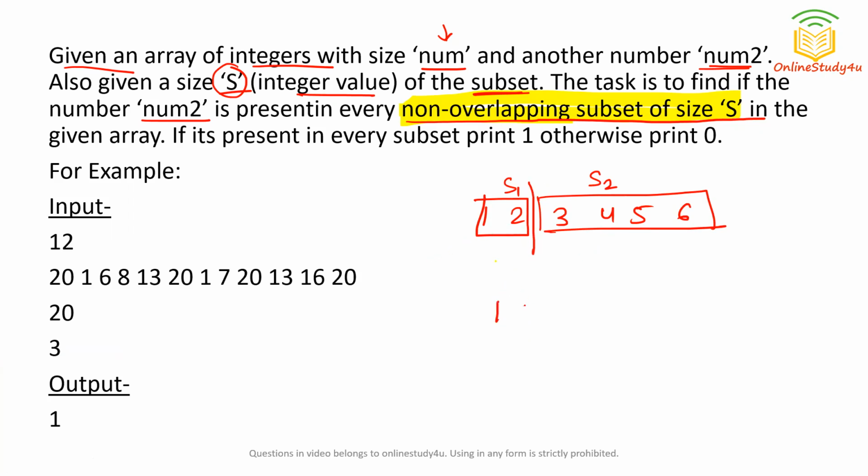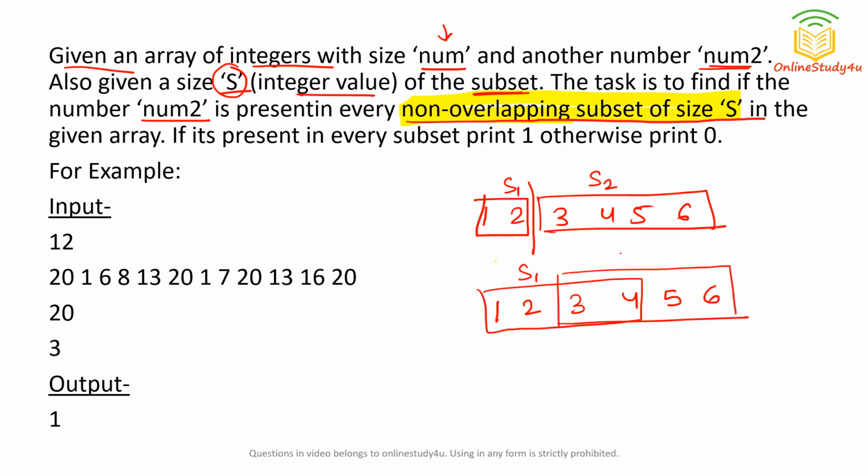Suppose we took subsets like 1, 2, 3, 4 and 3, 4, 5, 6. Now this is an overlapping subset. So the question is telling us to check whether this number num2 is present in every non-overlapping subset. We have to check every non-overlapping subset of size s. Remember, we have to check subsets of size s in the given array. If it is present in all the subsets of that particular size, you have to print 1, otherwise you have to print 0.